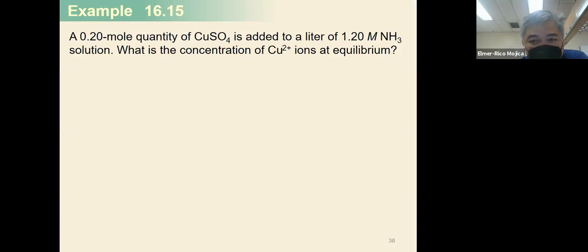So for instance, if ever we're going to have a calculation here, you are asked: a 0.20 mole quantity of copper sulfate is added to a liter of 1.2 molar ammonia solution, what is the concentration of the copper at equilibrium? So the way you solve this is you have to write what's the reaction that is happening. So you have copper reacting with ammonia, you're going to produce the copper ammonia complex.